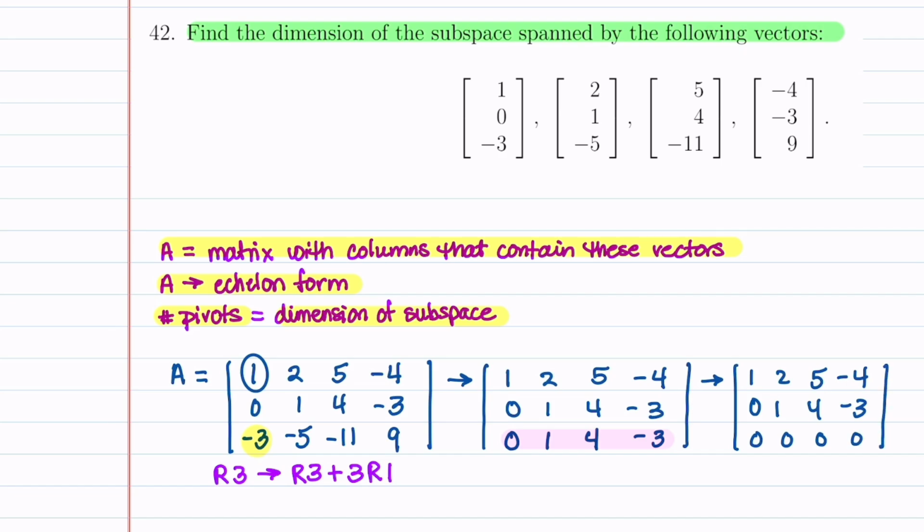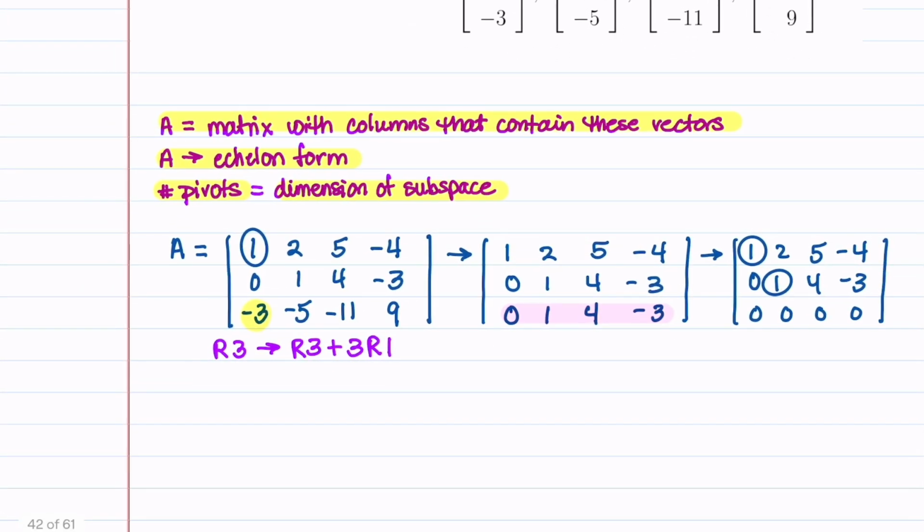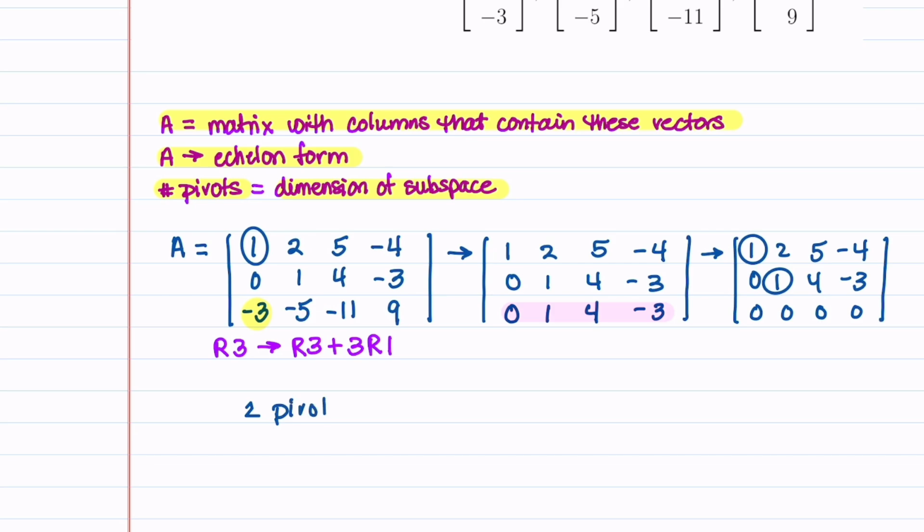Now let's go ahead and circle our pivots. And we can see that our matrix is in echelon form, and we have 2 pivots. And that tells us that we have 2 linearly independent vectors. So that means that the dimension is equal to 2. The dimension is just the number of linearly independent vectors in a set.